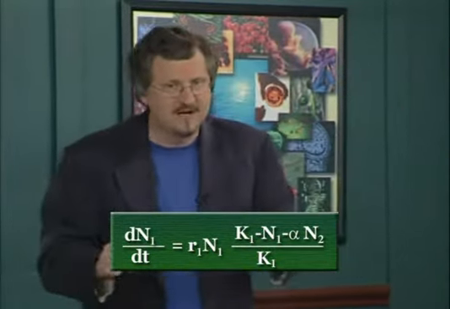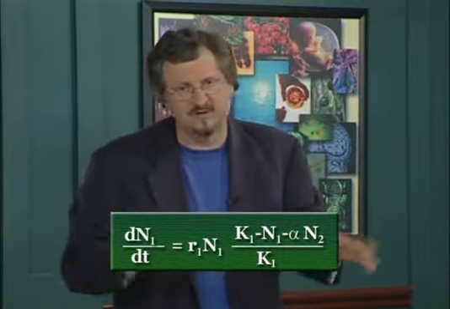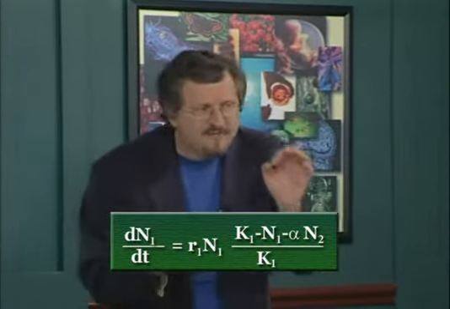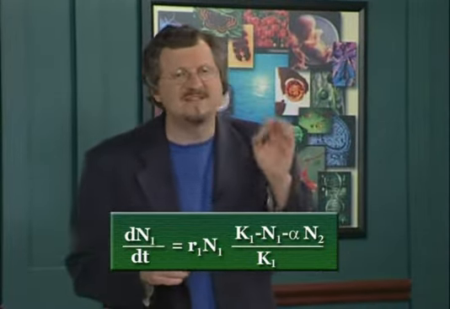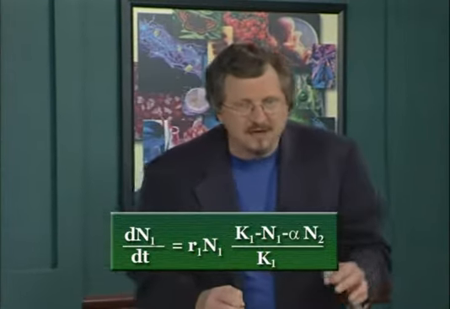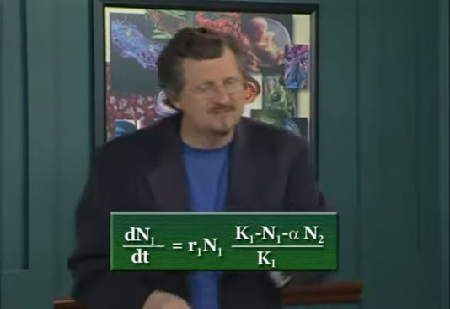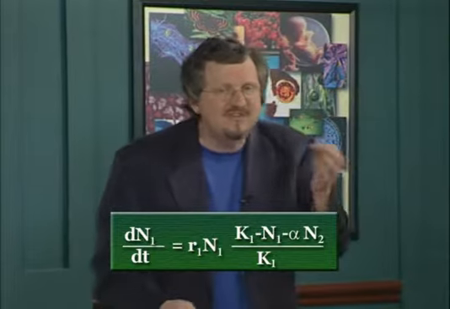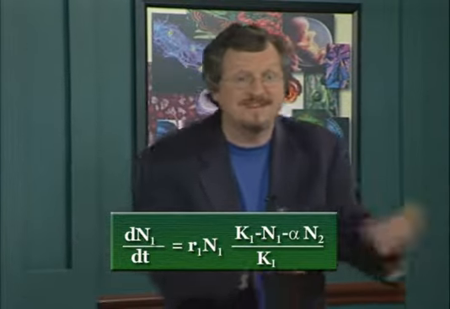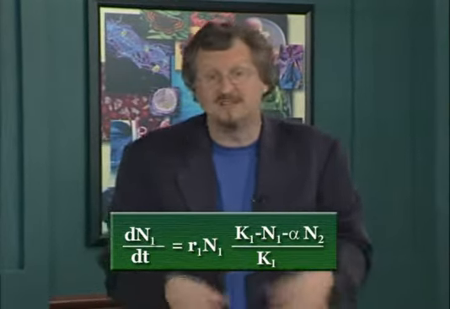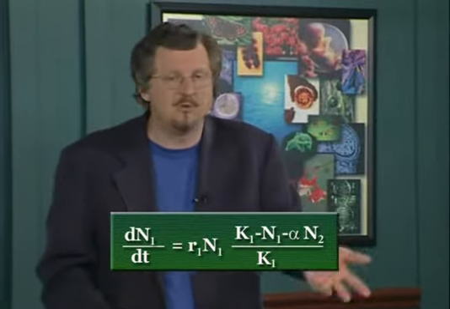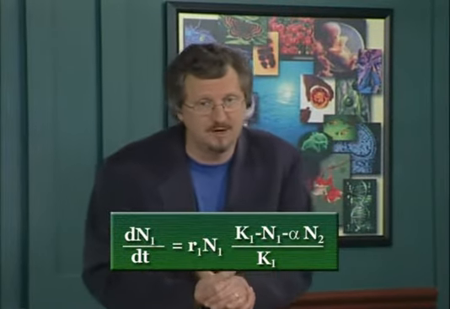Now, what are all these terms? We added some new words to this equation. What we've done specifically is added these subscripts to the terms N, R and K, so we know what species we're talking about. N sub 1 means the population of species 1. R sub 1 means the growth rate of species 1. K sub 1 is the carrying capacity of species 1.